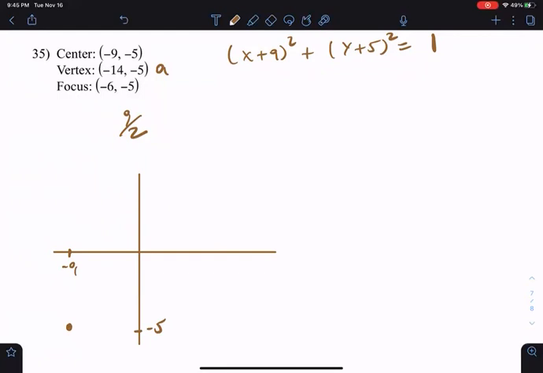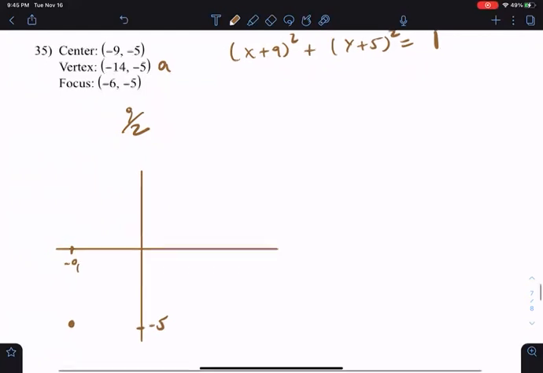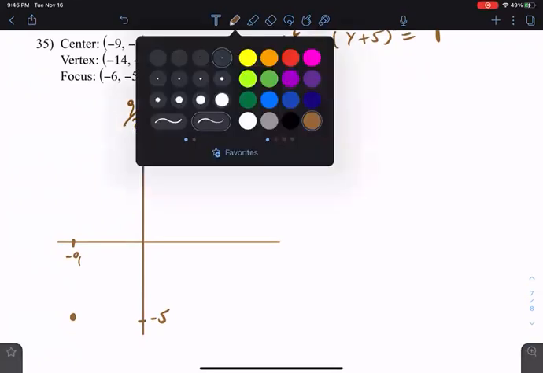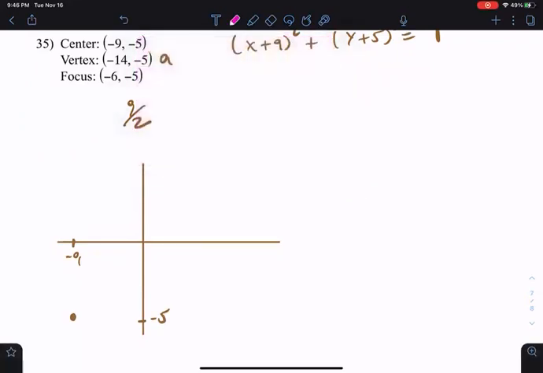You're only moving in the horizontal direction, right? So from -9, you're moving to -14. So that's about here, right? So what is the distance from -9 to -14? 5 units. So that's the value of A, right? A is 5. Okay. So that's the value of A.